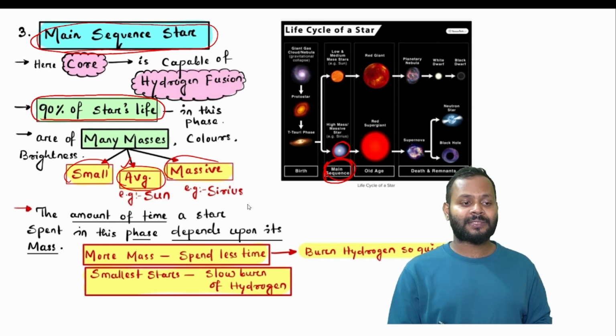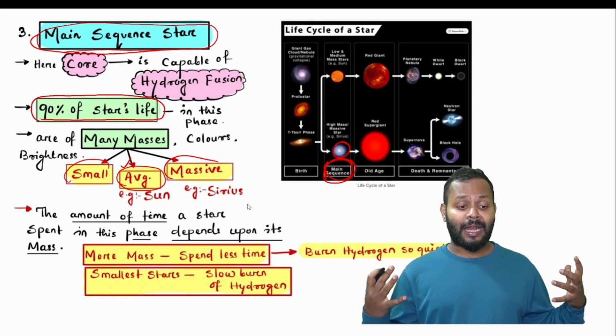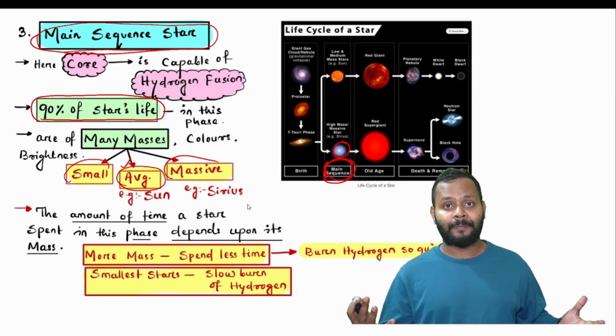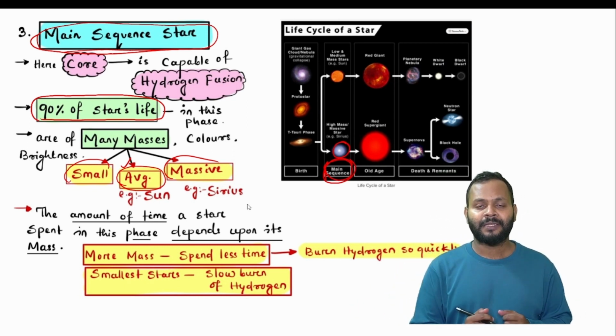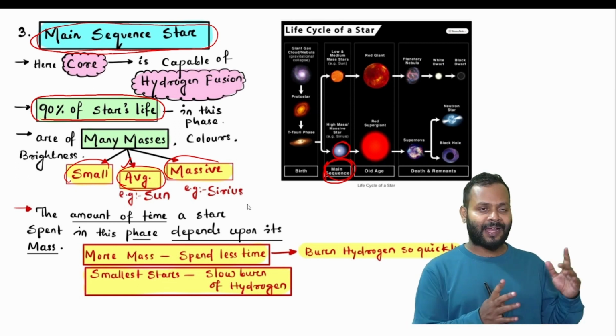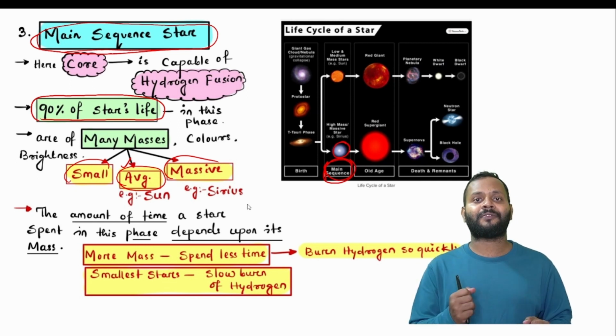Massive means very big, and the mass is very high. These are called massive. Now, for example, if I give you the example of a fat person and a fit, thin person, I will allow both of them to run in a particular field.